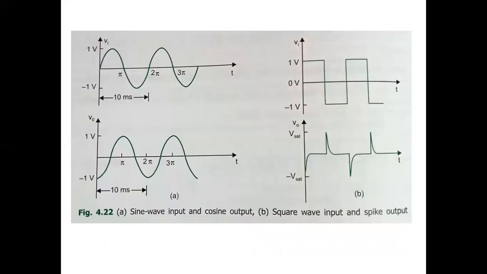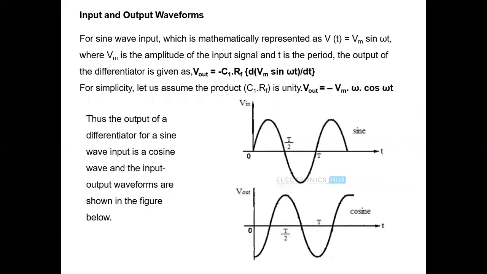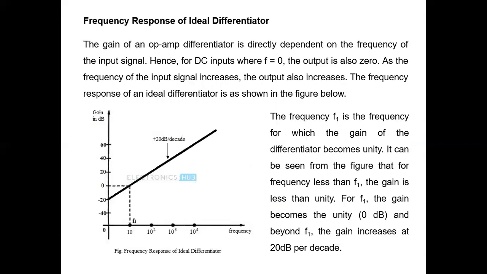This is a sample input and output of the differentiator. If we give a sine wave, the output will be a minus cos wave. If we give a square wave, the output will be a spike. These are all inverted, because the input is connected to an inverting amplifier. If you give a step input signal, the output will be a spike. If you give a square wave, it will be a spike. If you give a sine wave, it will be a minus cos.